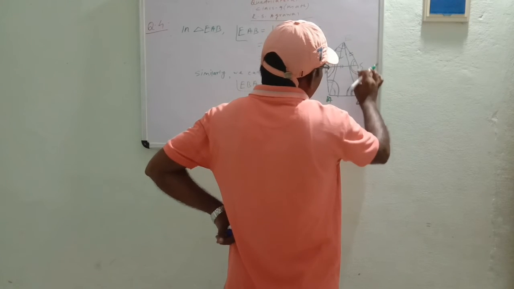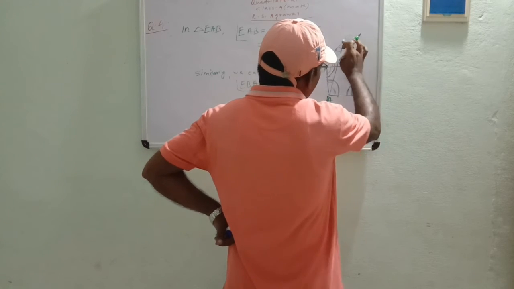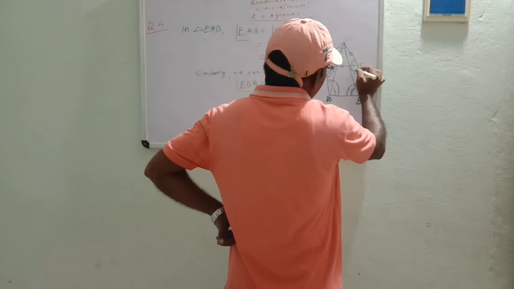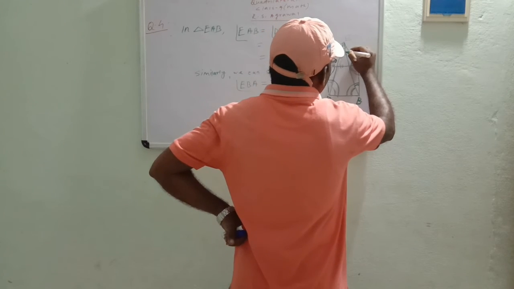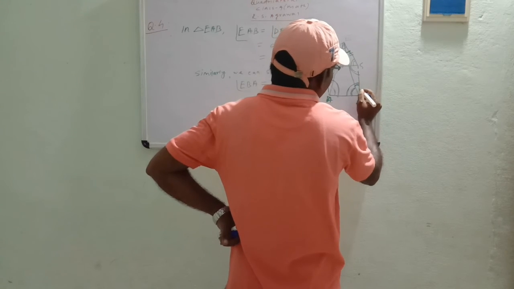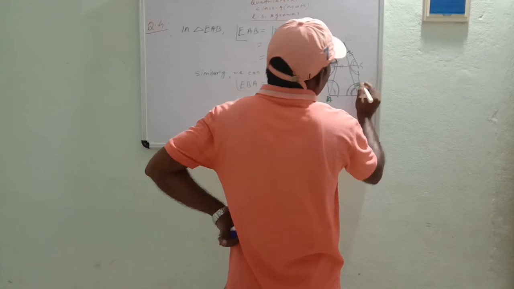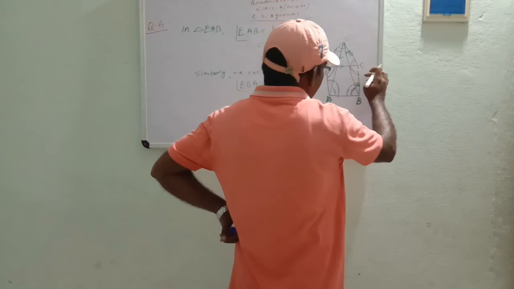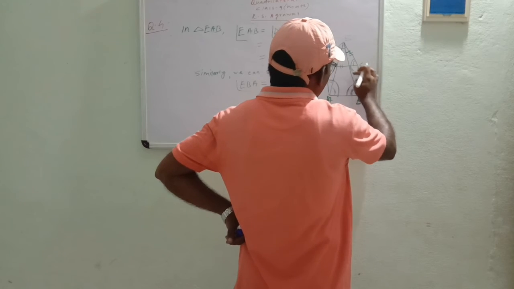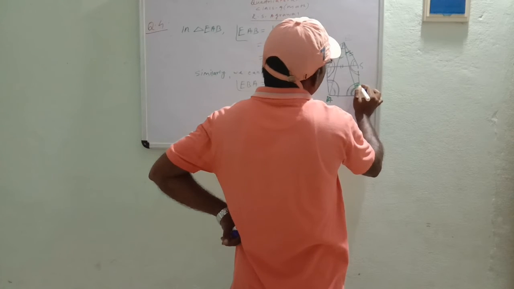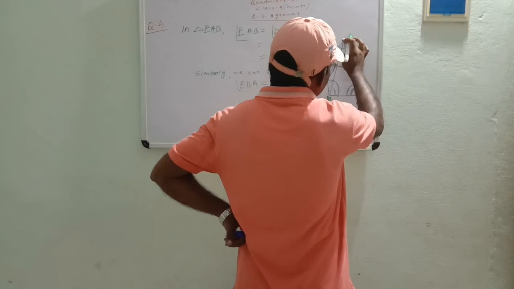So in triangle EBC, as angle ECB equal to 150, so sum of these two angles, angle BEC and angle EBC, must be 30 degree. As it is 150, therefore sum of these two angles must be 30 in this triangle EBC.